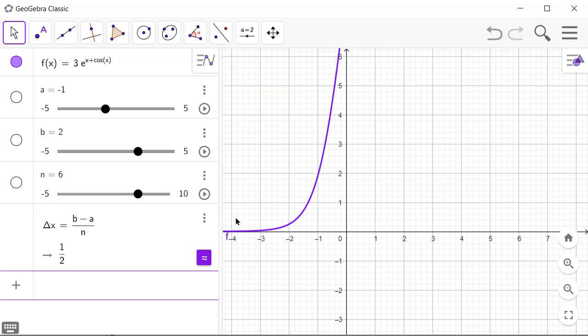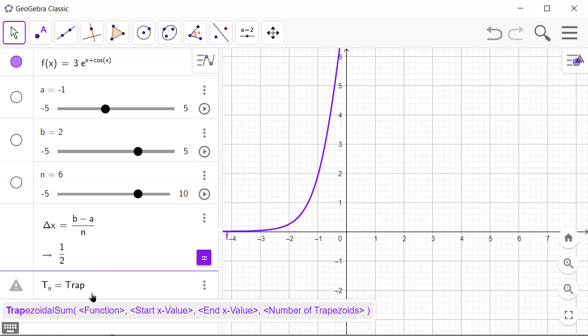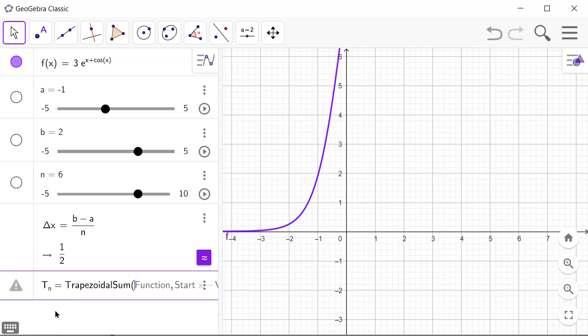So let's do the trapezoidal rule. In number 2, we did a semi-manual way. GeoGebra actually has a function which does the trapezoidal rule, so I'm going to introduce you to how to do it. You have T sub n, just a name. So we type in trapezoid, the trapezoid sum, and we're going to use that.